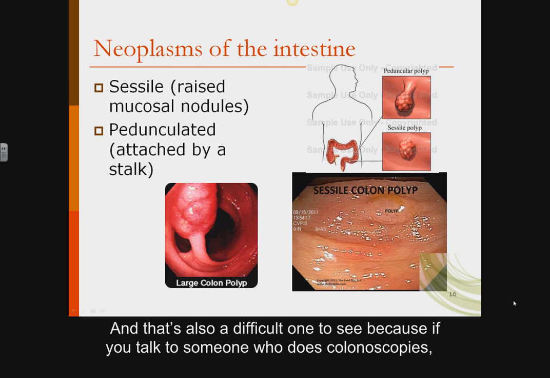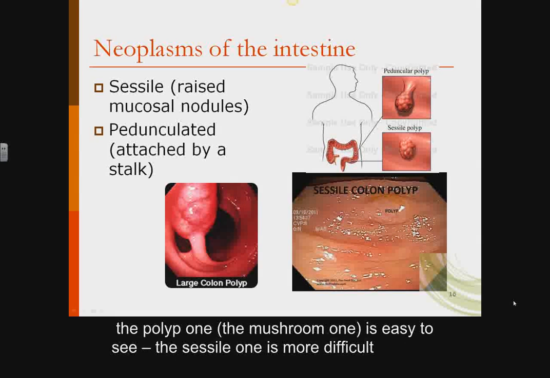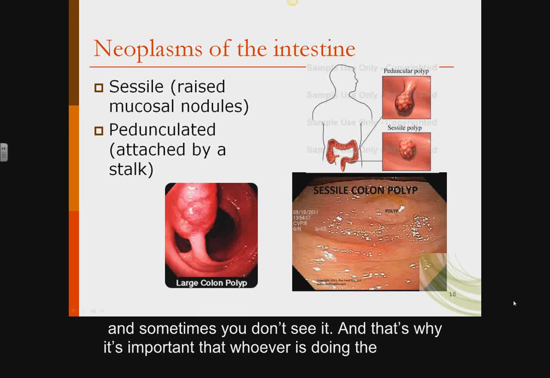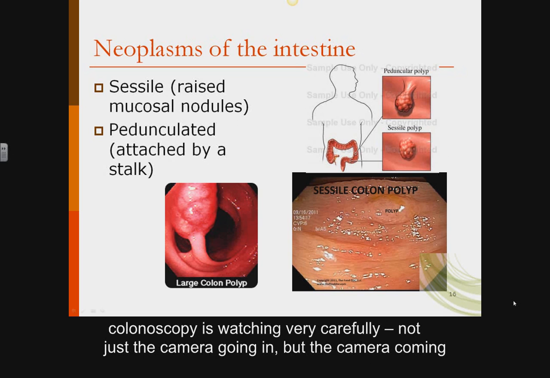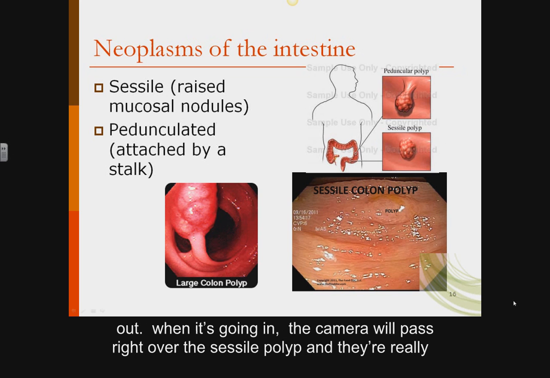And that's also a difficult one to see, because if you talk to someone who does colonoscopies, the polyp, the mushroom one, is easy to see. The sessile one is more difficult, and sometimes you don't see it. And that's why it's important that whoever is doing the colonoscopy is watching very carefully. Not just the camera going in, but the camera coming out.